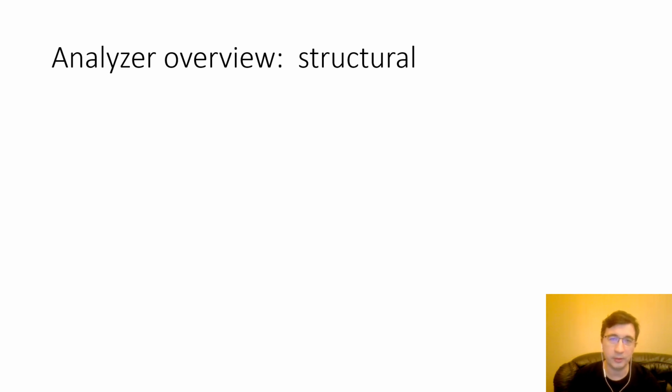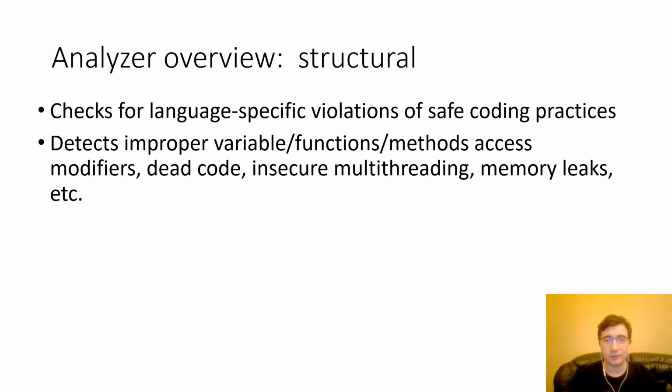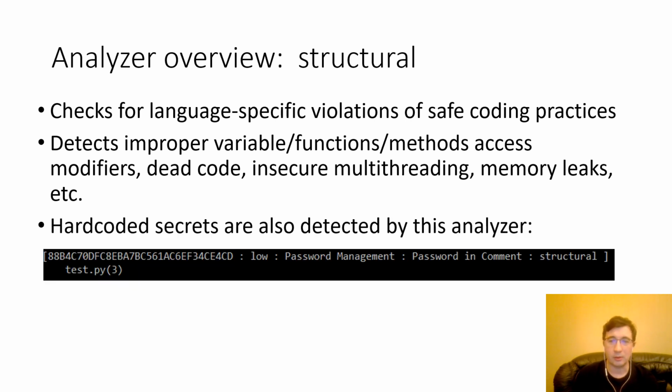The second type of analyzer is the structural analyzer. It's designed to check for language-specific violations of secure coding practices, and it usually detects improper access control modifiers on classes, methods, variables, dead code, and insecure multi-threading, like sharing database connections across threads. It may detect memory leaks, for example, when not all execution paths lead to the release of the resource, and so on. This analyzer is also used to detect hard-coded secrets in the program text or comments.